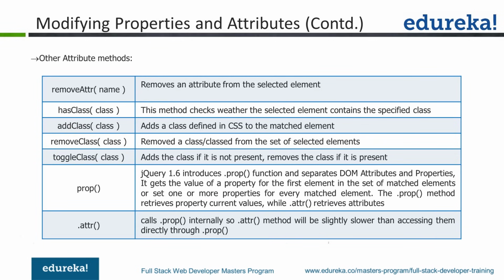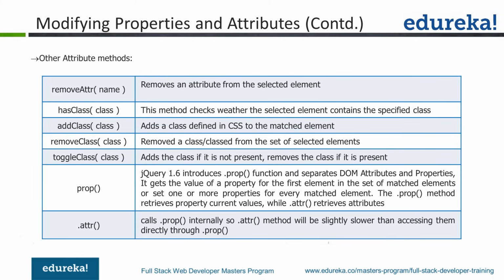Now, there are various methods which are available on top of this. One of them is remove attribute. It removes an attribute from the selected element. Then there is has class, which checks if a certain element has a certain class or not. There is add class, there is remove class, there is toggle class. Toggle class is basically, it will check if the class is present. If it is not, it will add. If it is present, it will remove.